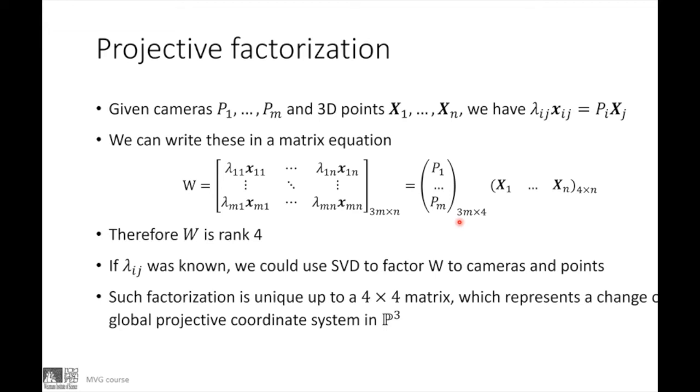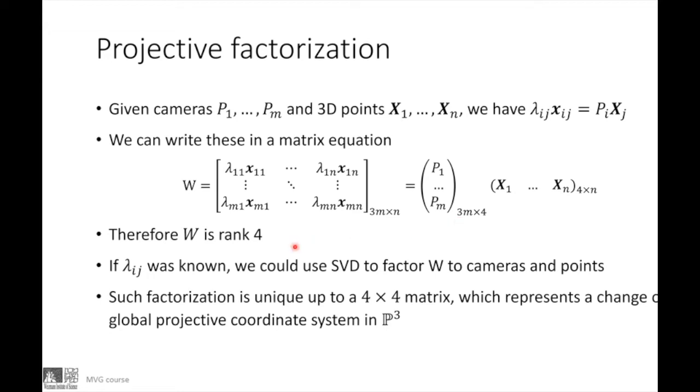Right, an affine change or a linear change is a 3 by 3 matrix in 3D. Here we have a projective space. In projective space, a 4x4 matrix up to scale changes the global coordinate system. So in a sense, this SVD factorization gives you a unique solution.